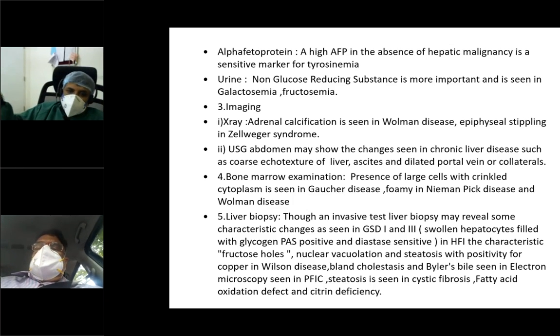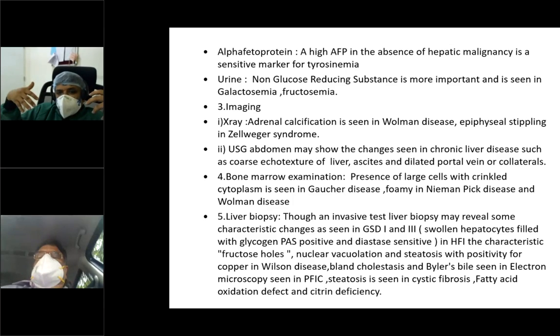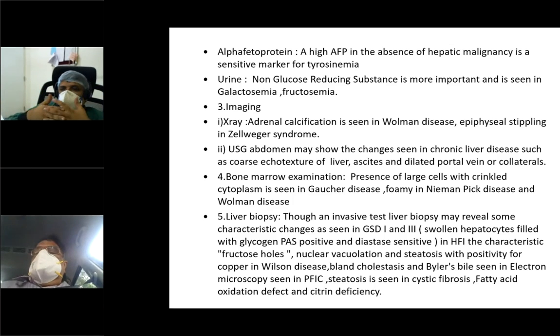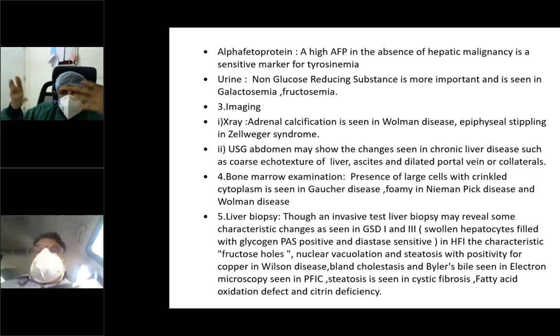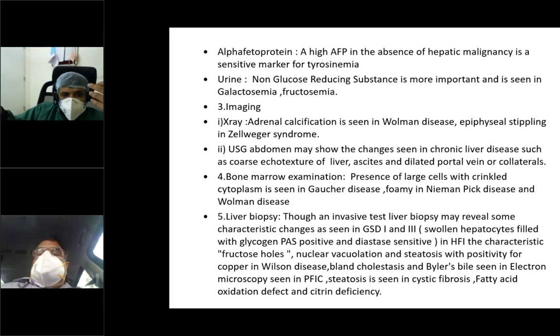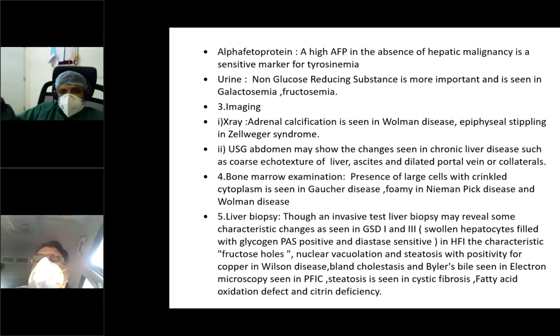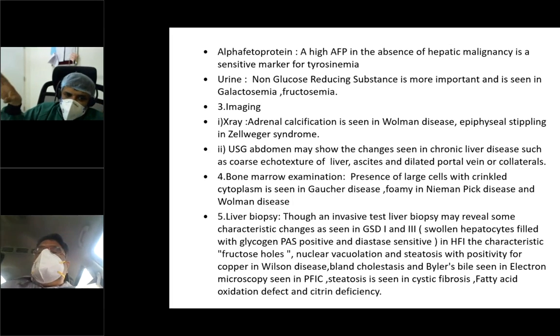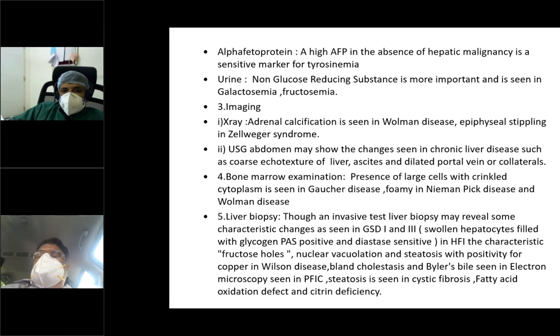Utility of ultrasound abdomen: yes, it's useful in a child with a chronic liver disease. It tells us about the liver architecture, the size of the liver, the presence of dilated portal veins, ascites, splenomegaly, etc. So it gives us a very important clue, especially to say whether the child has ascites or whether the child has evidence of any cirrhosis or portal hypertension.